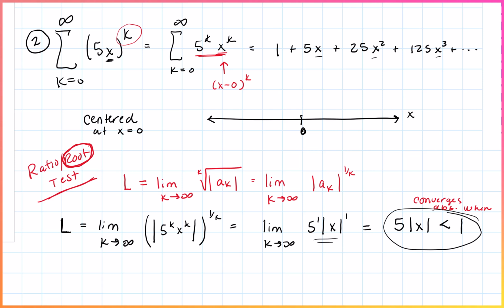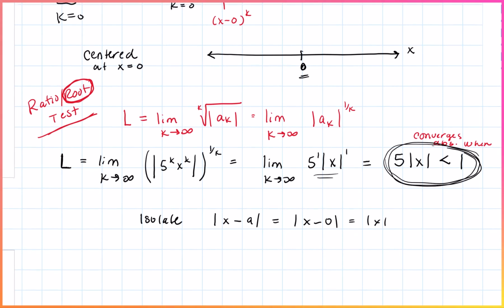So that's why the root and the ratio tests are so powerful, because we're able to make that conclusion. We can take the limit and we can say, okay, this is going to be convergent when 5 times the absolute value of x is less than 1. But again, remember, we're trying to figure out how far away from 0, so we need to isolate. So now let's isolate the absolute value of x. What we want to do is isolate the absolute value of x minus a. In our case, that's just x minus 0. Let's go ahead and write it, x minus 0 in absolute value. So we want to isolate that absolute value of x.